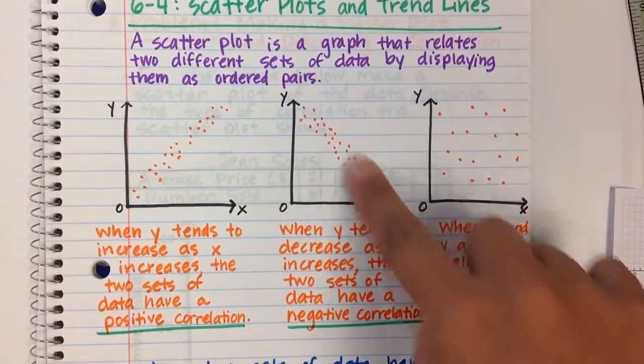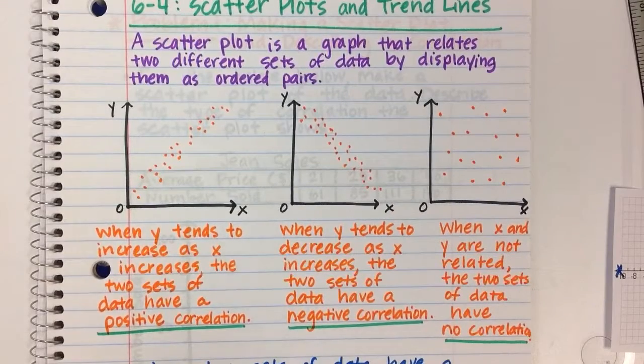And when your ordered pairs are graphed and they are clustered in a line that kind of looks like a negative slope, y is tending to decrease as x increases, then the two sets of data have a negative correlation. And when you have just ordered pairs scattered all around and x and y don't seem to be related at all, the two sets of data have no correlation.